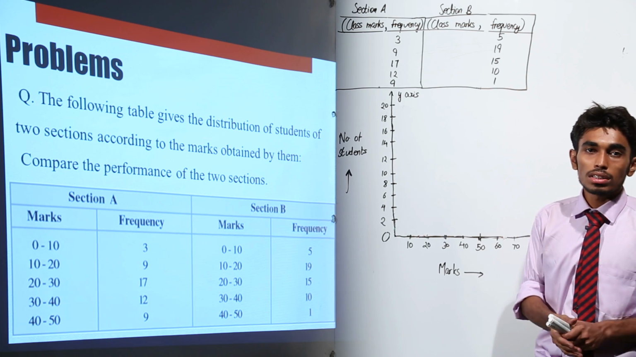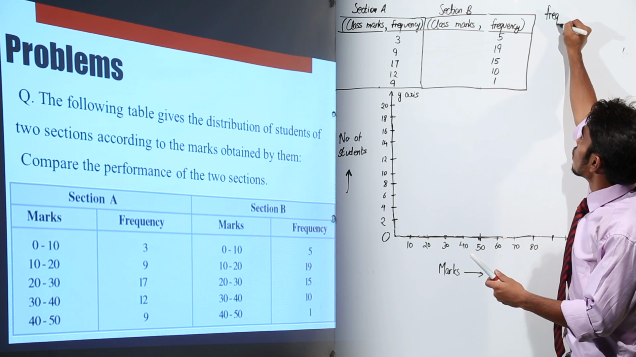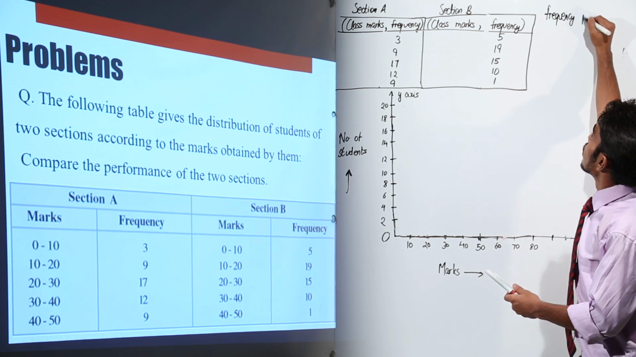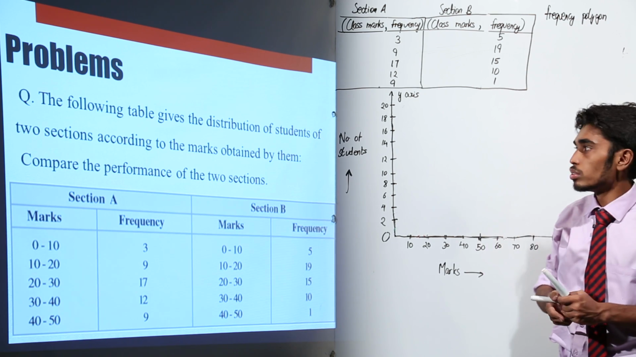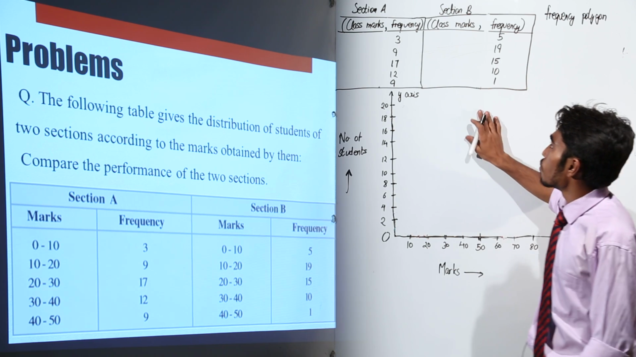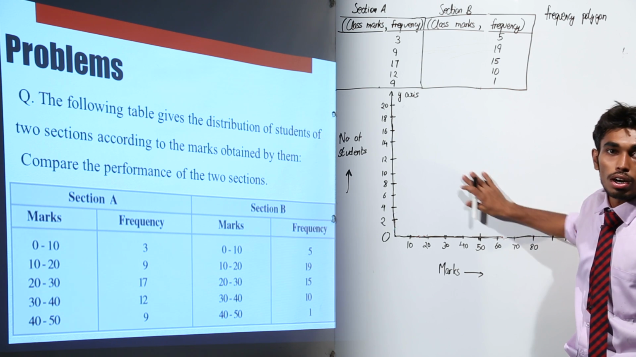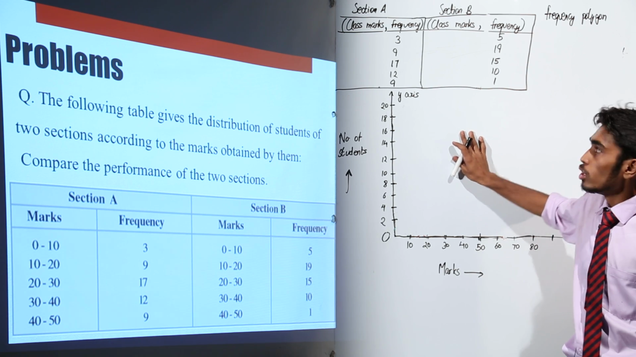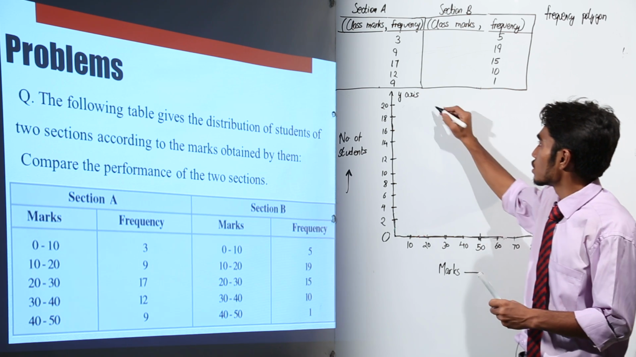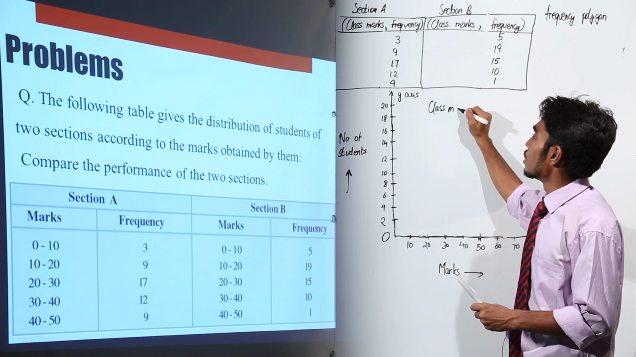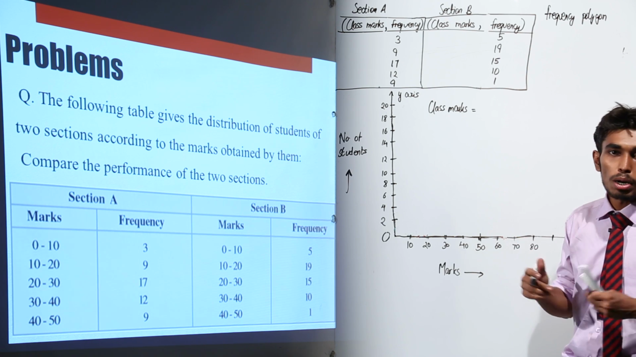We have already discussed that a frequency polygon is very helpful when we need to compare two sets of data or two values. So here we need to compare the marks of section A with that of section B. In order to draw a frequency polygon without using a histogram, the procedure is, first, we need to calculate the class marks. Now what are class marks? Class marks are the average of the class interval, or the midpoint of the class interval.